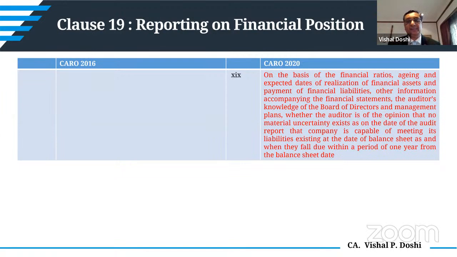Again, I would say clause 19, where you have to opine that the company will be able to meet its liabilities that are falling due in the next 12 months. So you have to go through the financial ratios, the ageing and the expected dates of realization of financial assets, liabilities, payment information from the financial statements, your knowledge about the board, and the management plan. You have to consider all these and then opine that no material uncertainty exists on the date of the audit report. So not on the balance sheet date, but on the date of the audit report, with respect to liabilities that fall due within a period of 1 year from the balance sheet date.